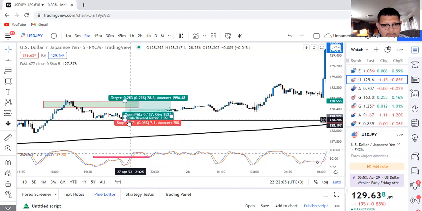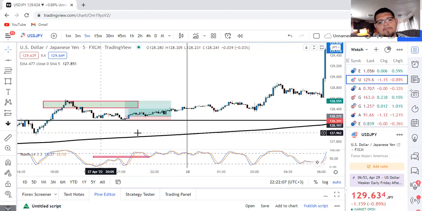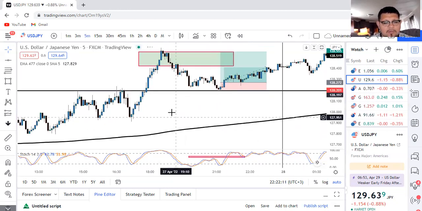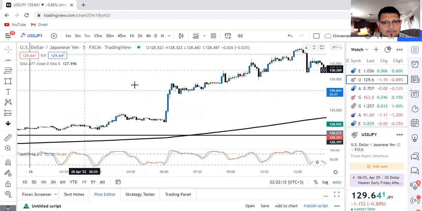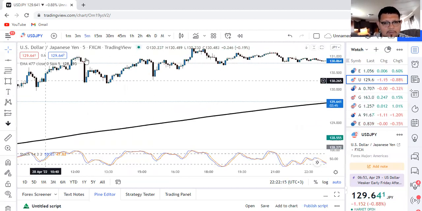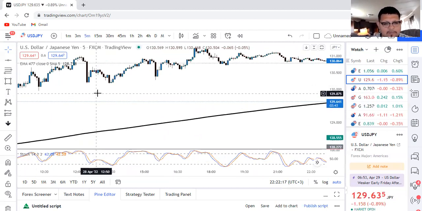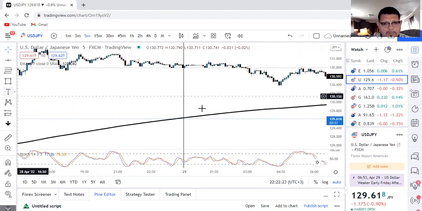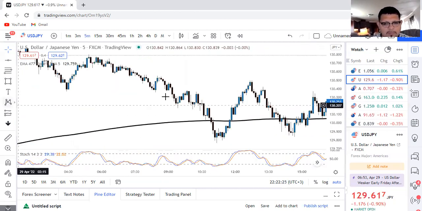28 pip for 7 pip risk. Okay. Still a nice little trade, but it was a successful one. All right, so I know we had another one. If I'm not mistaken, it was this one right here. It was this one, but okay, let's go for another one.